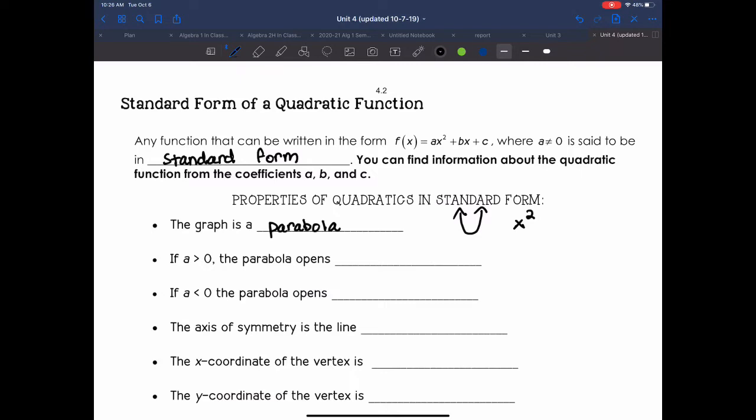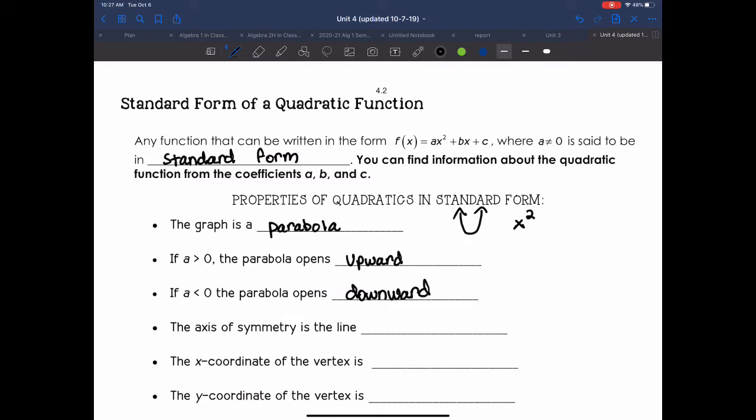If a, or the leading coefficient, is greater than 0, the parabola is going to open upward. In other words, if this number right out front, the leading coefficient, is positive, then your graph is going to be opening upward, just like so. On the other hand, if a is less than 0, so if that leading coefficient of the function is negative, that means your parabola is going to open downward.